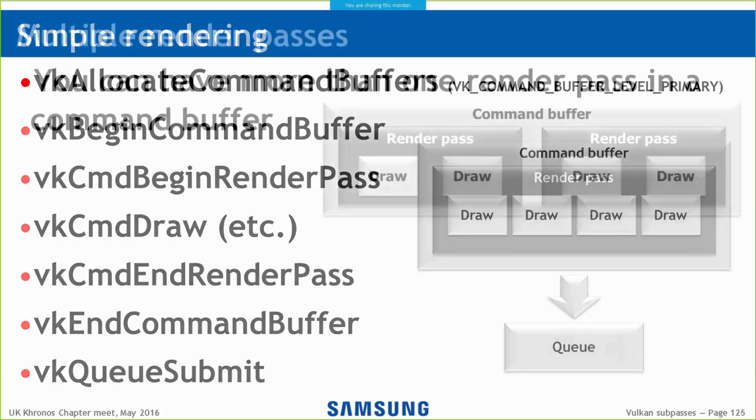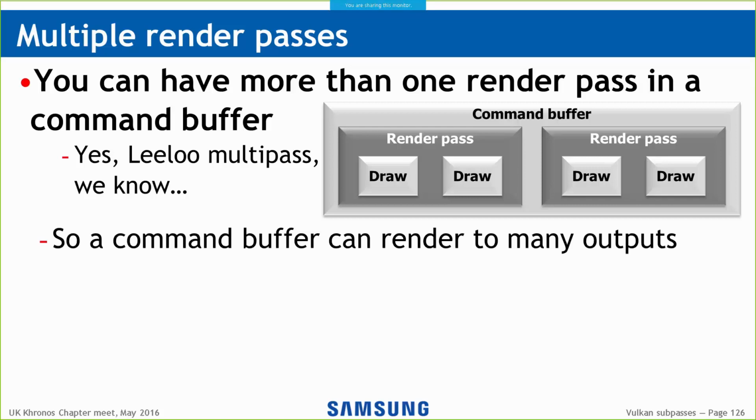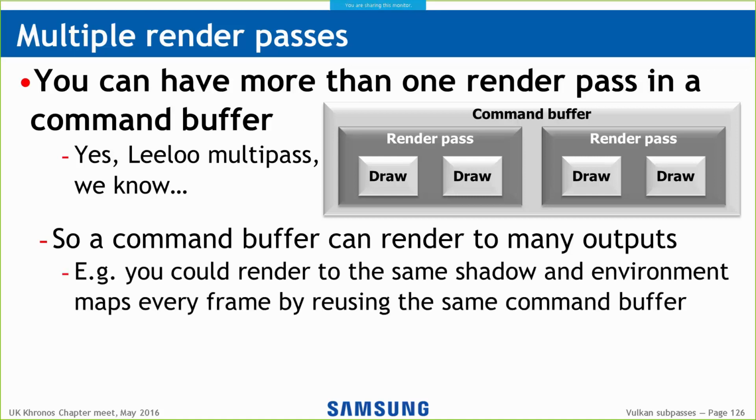If you wanted to have multiple render passes, so I'll get around that for this one because it's a slightly rarer case, you can have more than one render pass inside a command buffer. You're not restricted to a one-to-one mapping. If you wanted to write to multiple targets from one command buffer, then you can do that by having multiple render passes inside the command buffer. One reason you might want to do that is to decide that you're going to write to a shadow map and environment map for an object and have a command buffer set up to do that, and you can call the same command buffer to do that every frame.